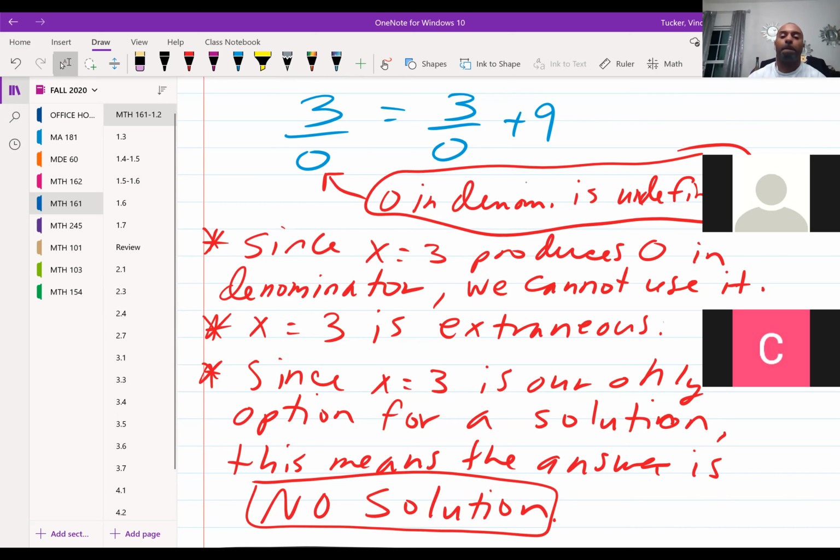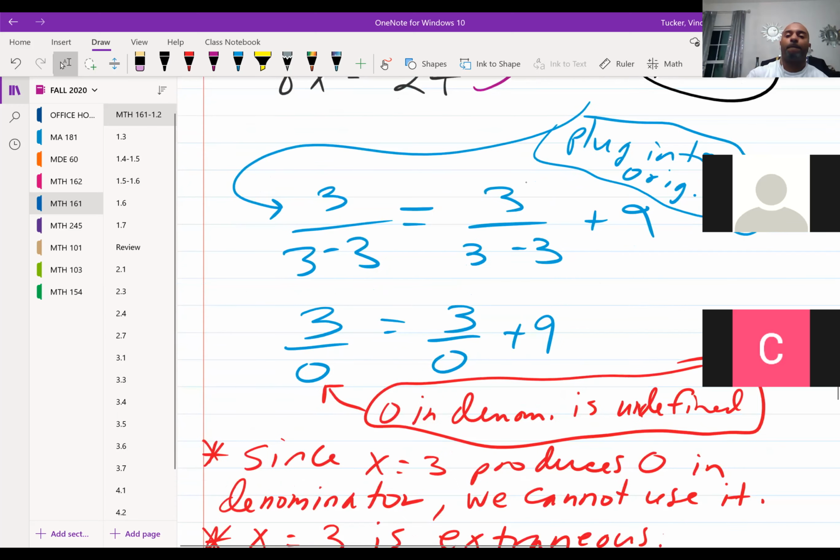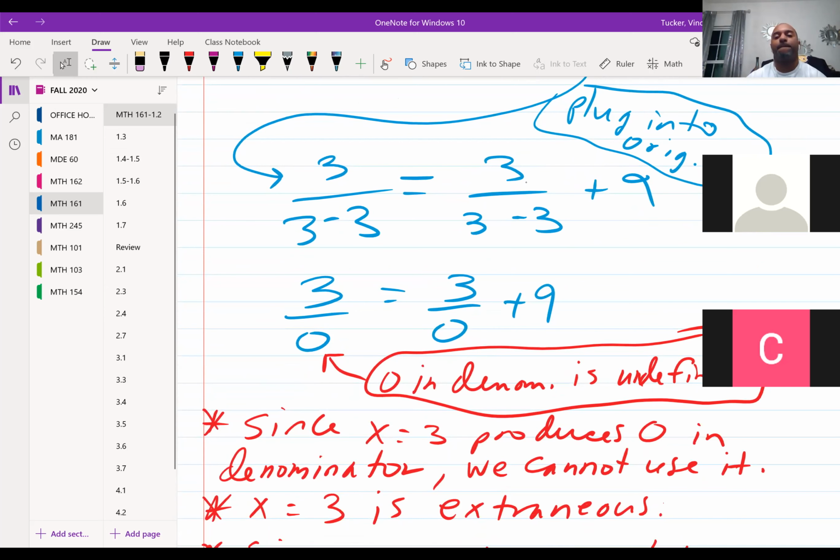Could you go up just a little so I can see the blue part? Thank you. Not a problem.